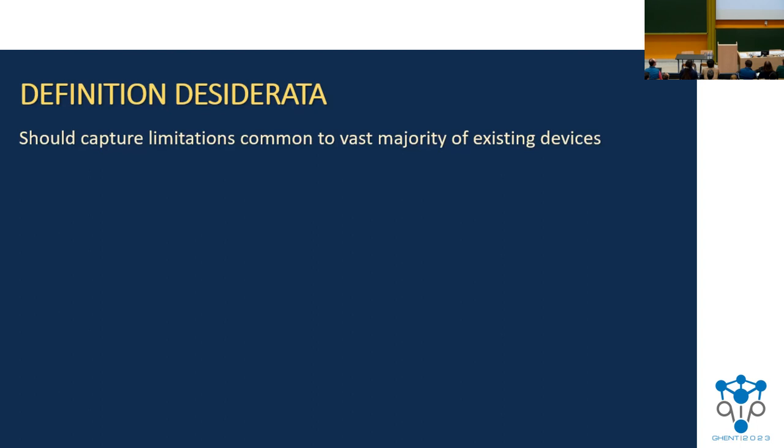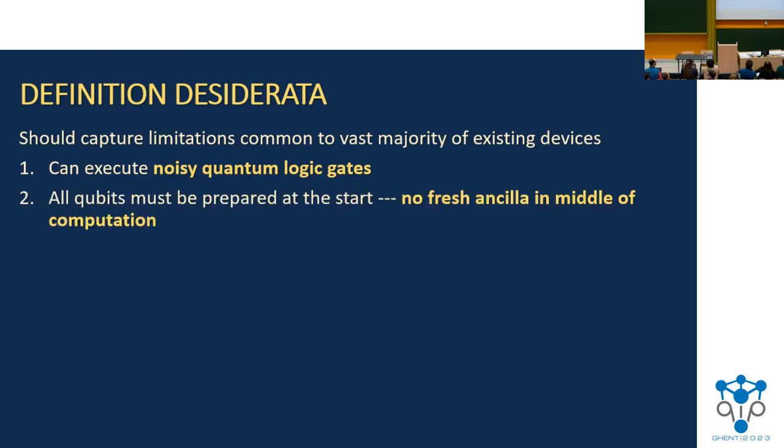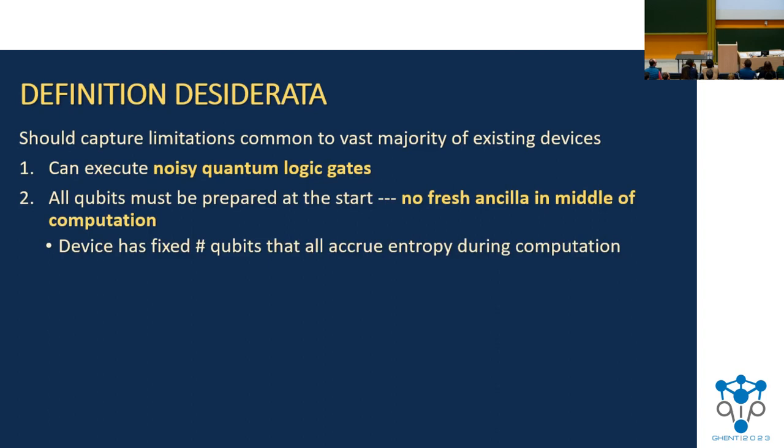Okay, so we need to formulate some definition, and ideally this definition should capture common features across the majority of existing noisy devices. So for starters, of course, we're going to assume that we can only execute noisy quantum logic gates. This seems fairly reasonable. The second desideratum is that instead of being able to introduce fresh ancillas in the middle of the computation, we're going to assume all of our qubits are prepared at the start. The motivation is that the devices we're considering have a fixed number of qubits. All of these qubits are going to accrue entropy over the course of the computation.